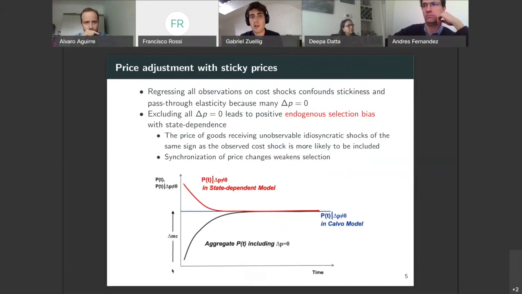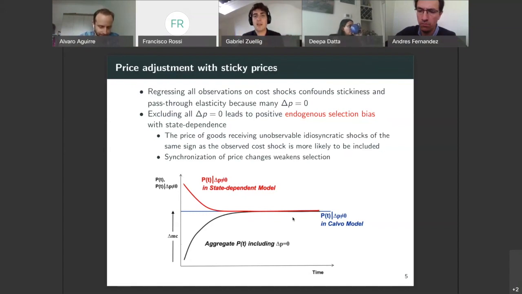This is illustrated here in the picture. If we receive, as a firm, a positive marginal cost shock, but we keep the 0 price changes due to the stickiness in the data, then we're going to underestimate the structural pass-through, which, if we didn't observe any stickiness, would go up directly and then stay where it is. This can be addressed, for example, by simply dropping all the 0 price changes from the sample. But this is problematic because it can create an endogenous selection bias if there is some state dependence with respect to the received cost shocks.